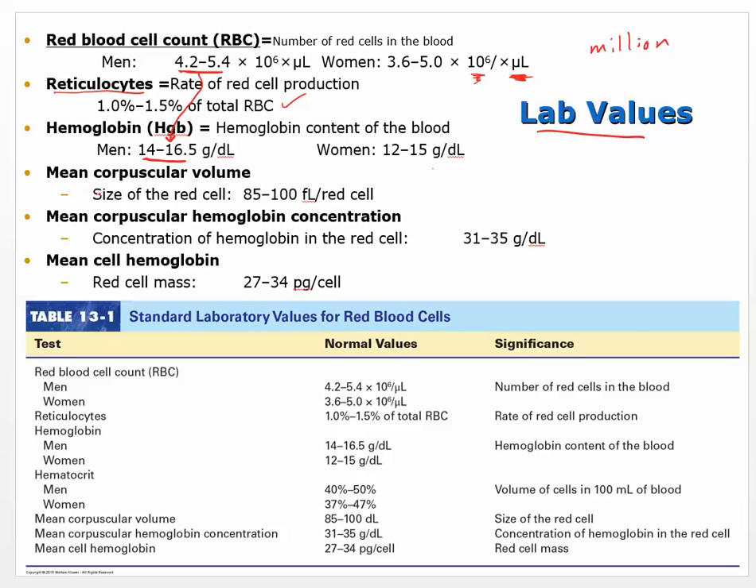And then we have some other things, like mean corpuscular volume. These are all about the actual cells, what's going on in the cell. So the volume of the cell could indicate the size. The mean corpuscular hemoglobin concentration is how much hemoglobin is in each red blood cell, so the concentration in the cell. And then the mass is how much these cells weigh, which can also give us some information about their content, specifically the hemoglobin content.